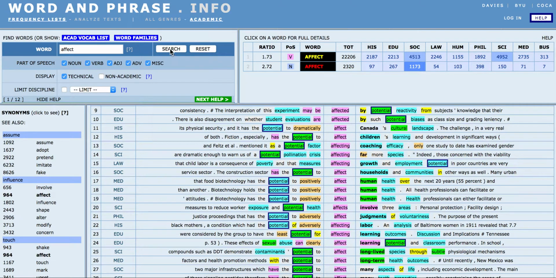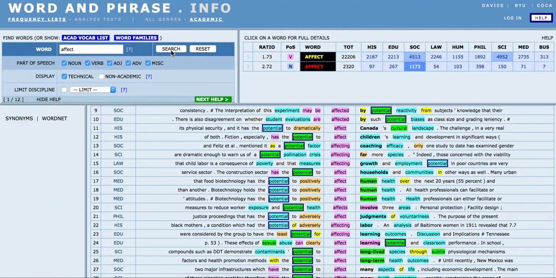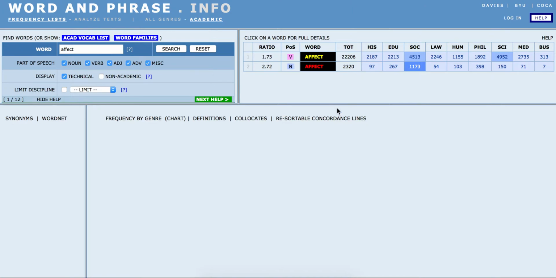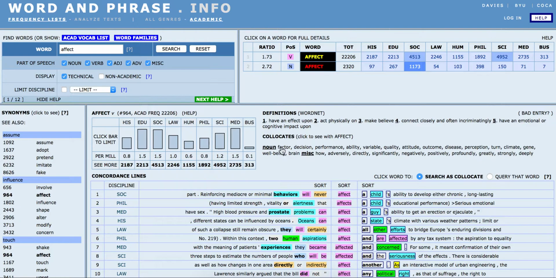I'm going to go back to the basic page again, and again to our verb affect. Remember that here we have a list of collocates. So these are words that are often used closely together. And we can see that some of the words that we noticed when we were looking at the sample sentences are here: adversely, significantly, negatively, and positively.